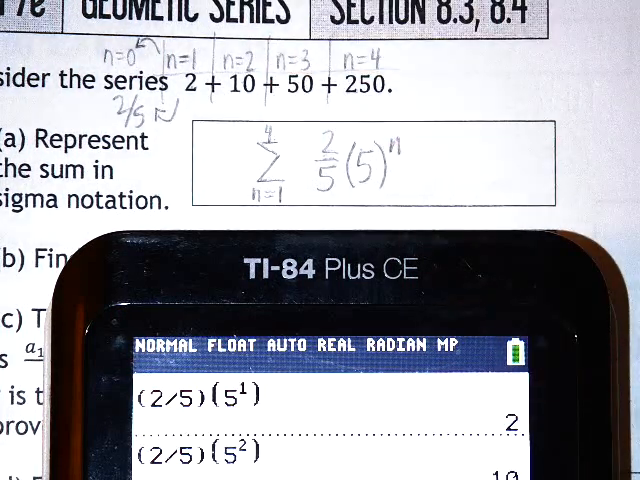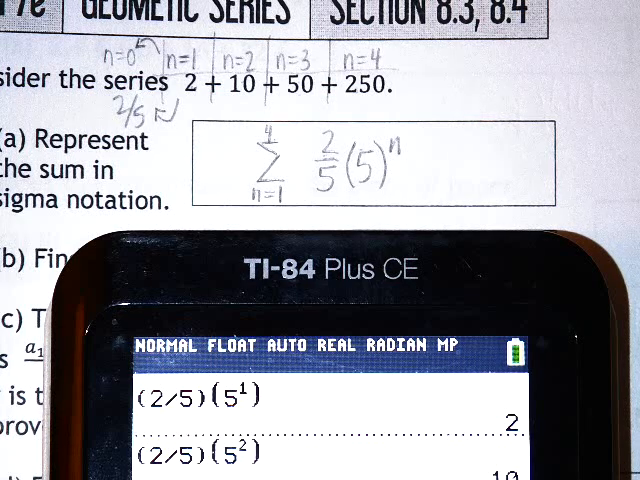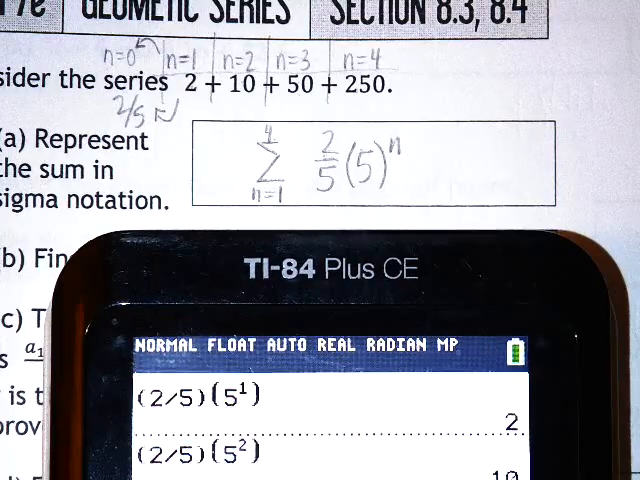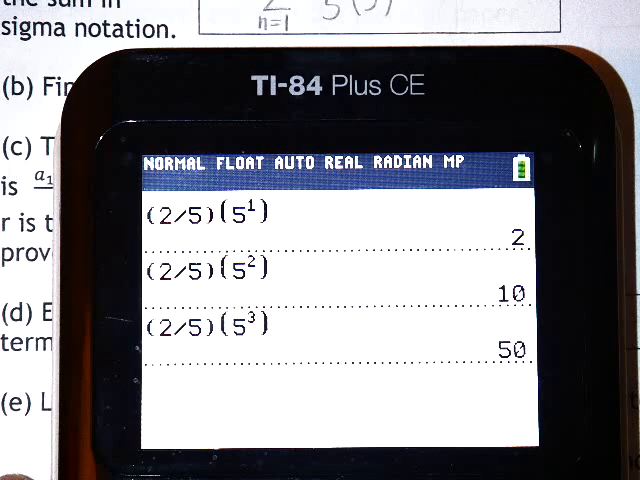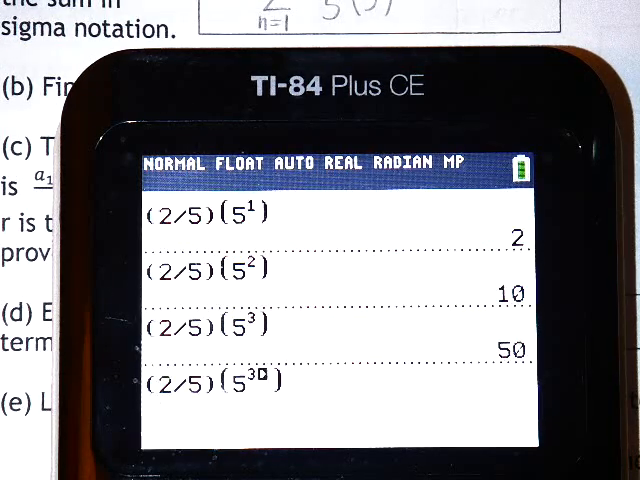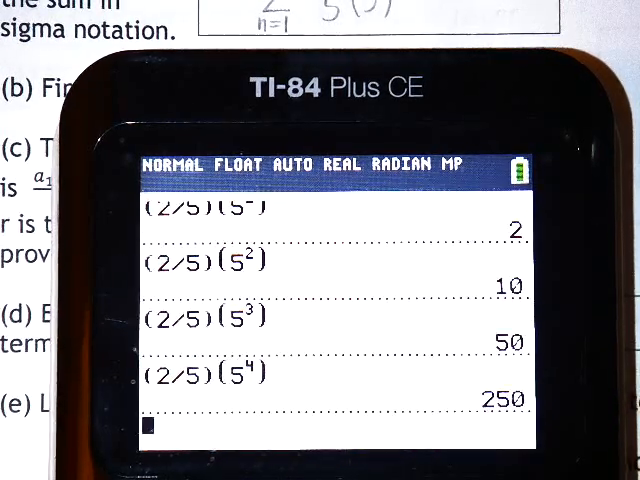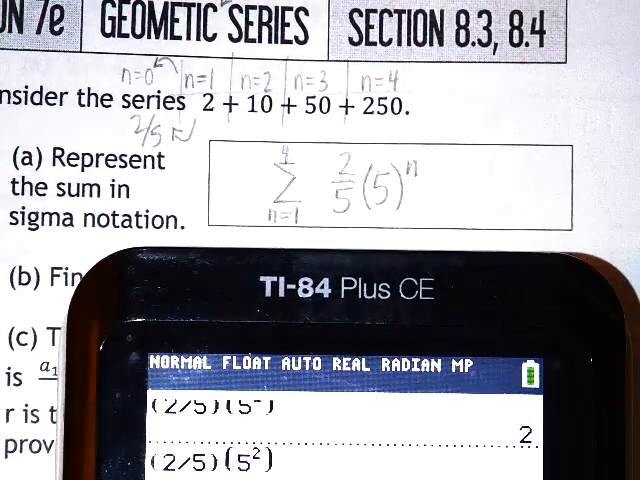There's my second term. You could then do 2 times 5 to the power of 3. That's 50. Yep, that's my third term. And then one more quick check, to the power of 4. That's 250. Yep, there's my fourth term.